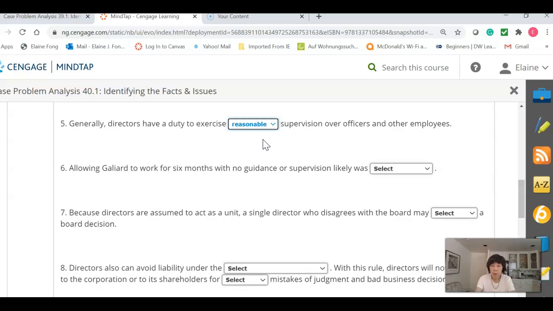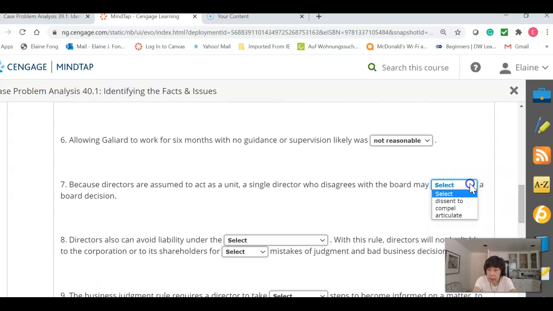Number 6, allowing Galliard to work for 6 months with no guidance or supervision likely was reasonable or not reasonable. Well, they hired Galliard to be the president, right? That's not reasonable, to just let him have a free hand and no supervision or guidance. Number 7, because directors are assumed to act as a unit, a single director who disagrees with the board may dissent to, compel, or articulate a board decision. The director who disagrees may dissent to the board decision, and that dissent should be noted in the minutes.